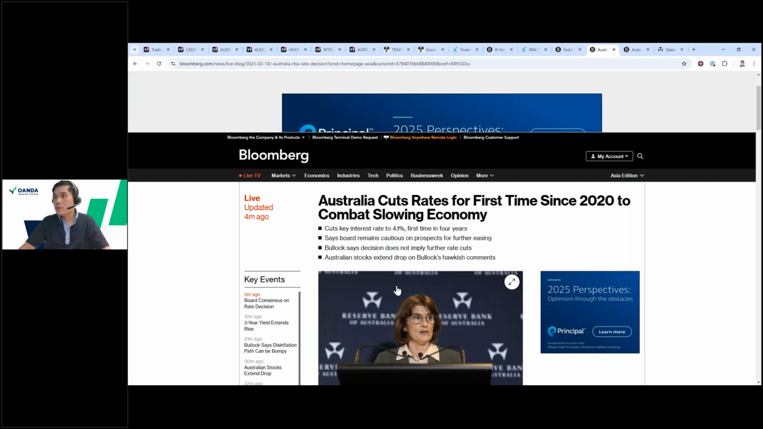So what we could see here is that Bullock herself has just concluded her press conference. She stated that the decision does not imply further rate cuts. That dampens the future interest rate dovishness implied by market participants towards the RBA in the next couple of months. So what I can see here is that Australian stocks actually extended their drop.